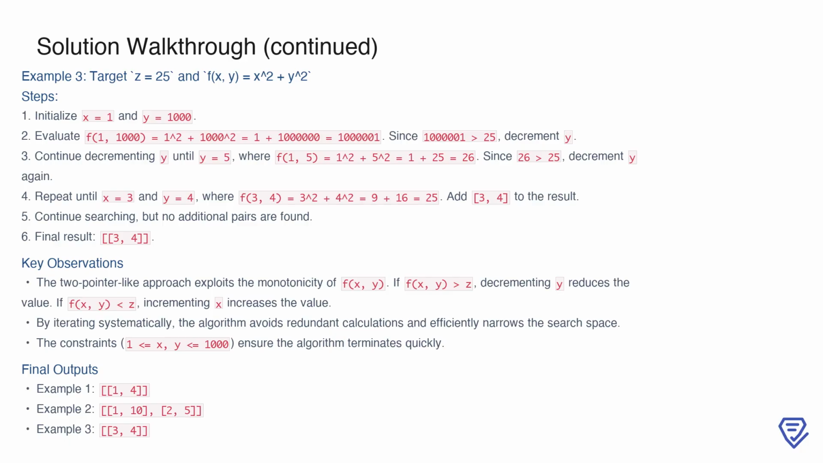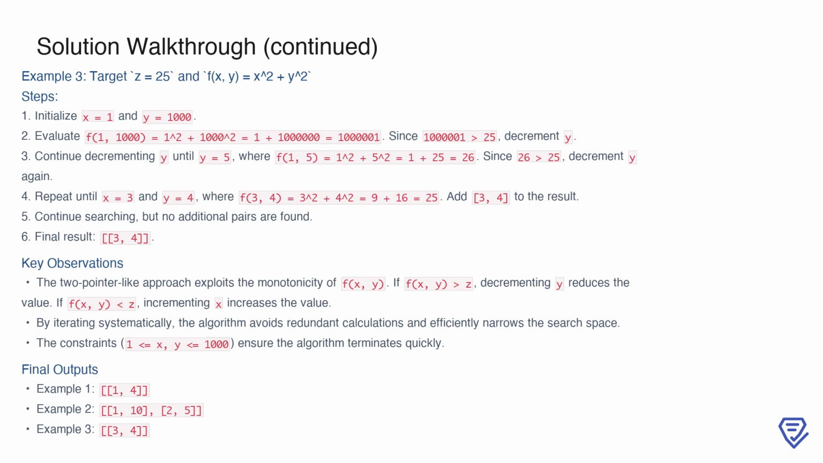Eventually, when y equals 5, we calculate f(1, 5) equals 1 squared plus 5 squared equals 26, which is still greater than 25. Continuing this process, we increment x to 3 and evaluate f(3, 4) equals 3 squared plus 4 squared equals 25, which matches our target. We add the pair (3, 4) to the result. Further exploration reveals no additional pairs satisfying the condition.